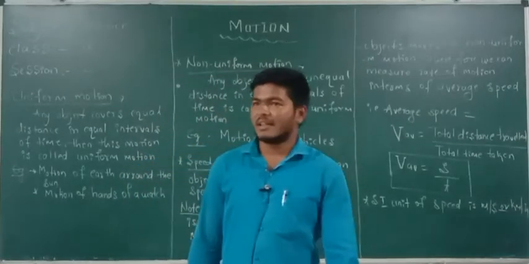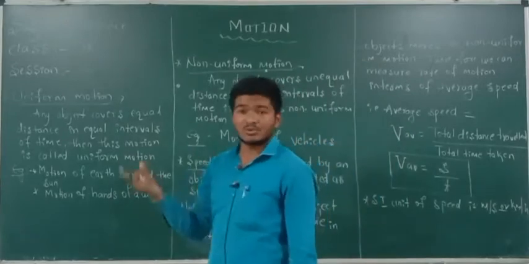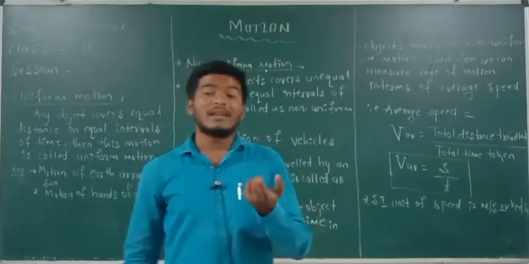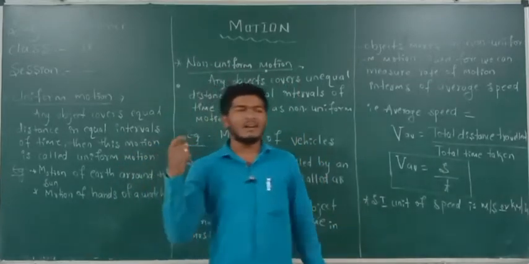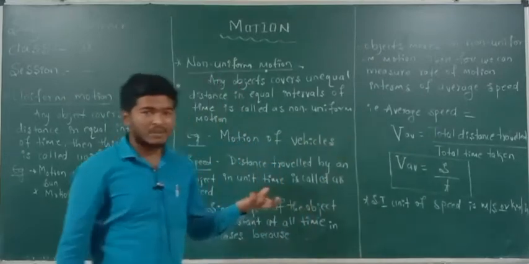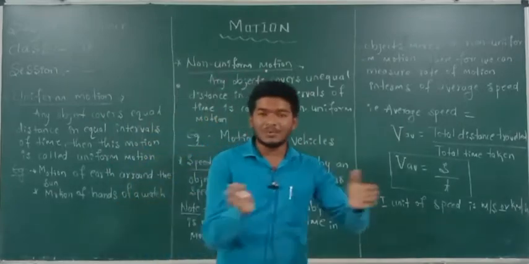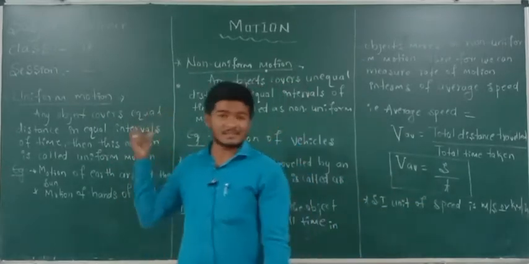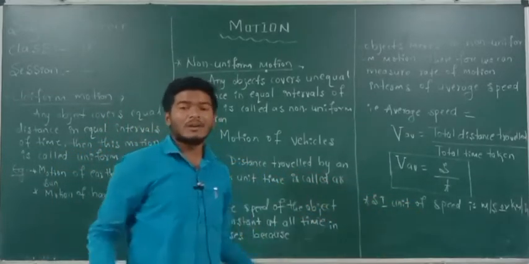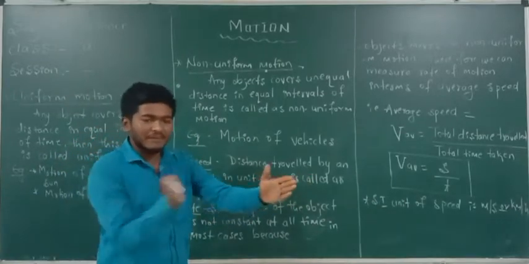Hi students, in the last session in the chapter of motion we discussed what is motion, what is straight line motion, what is displacement, what is distance, and recalled the definitions of motion, displacement and distance. What is motion? Motion is nothing but change in the position of the object. What is distance? The total path length covered by an object. And what is displacement? Displacement is nothing but the shortest distance covered by an object.